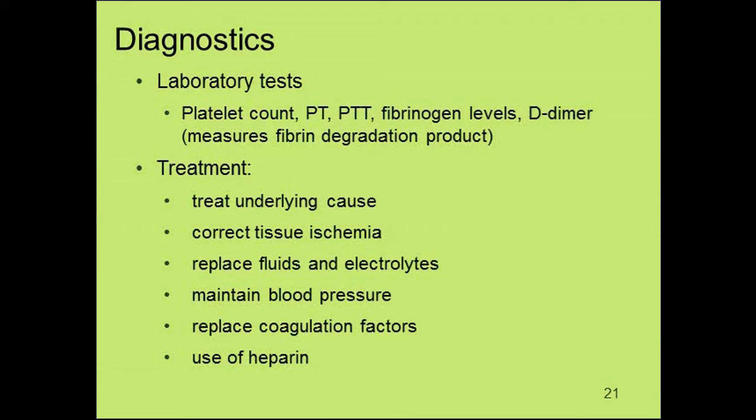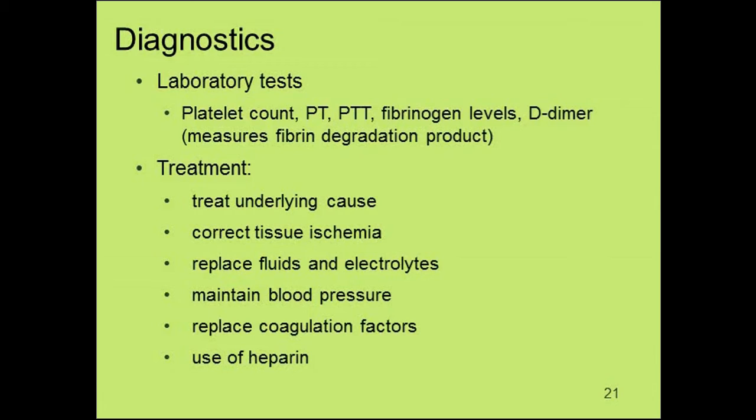Our laboratory testing at this time: platelet count, PT, PTT, fibrinogen levels, D-dimer. D-dimer measures the amount of fibrin degradation. We talked about fibrin degradation product earlier in the lecture, and the D-dimer is the test that measures FDP. So if we have a lot of fibrin degradation product present, if our D-dimer is elevated, then that is a sign that there is clotting going on in the body and that the body's trying to break it down.